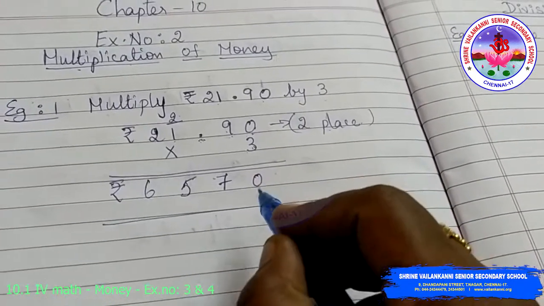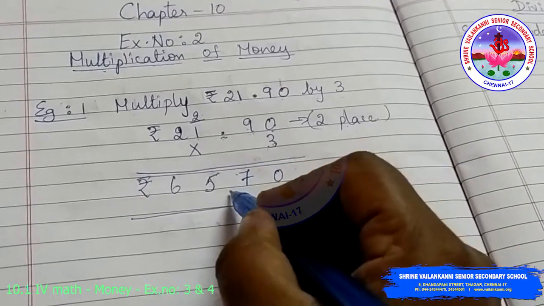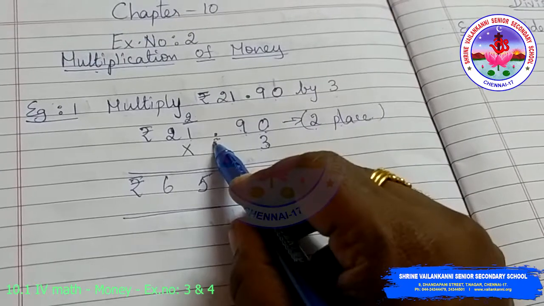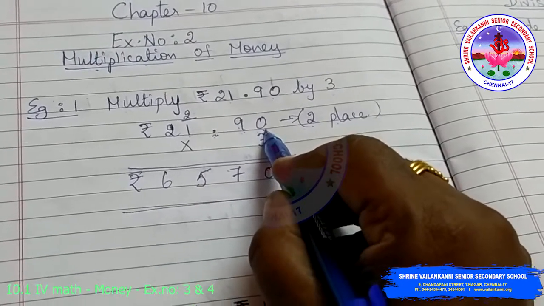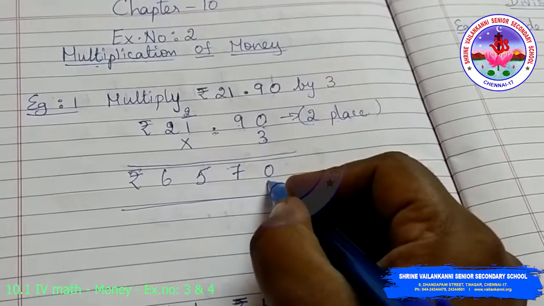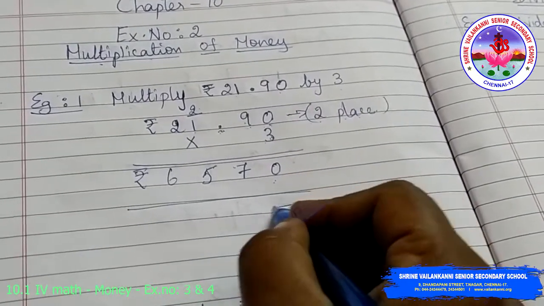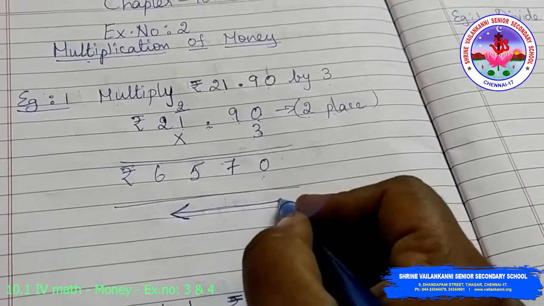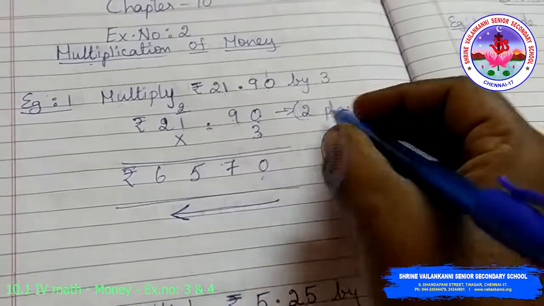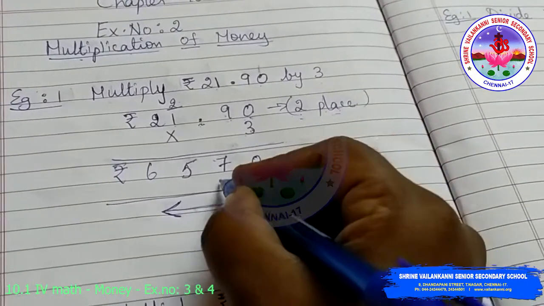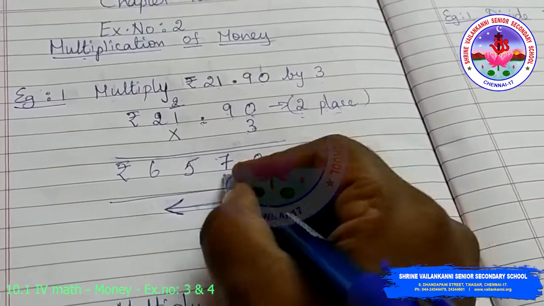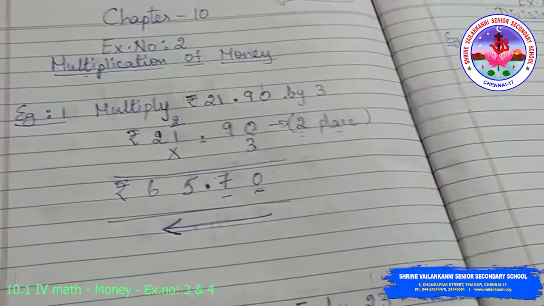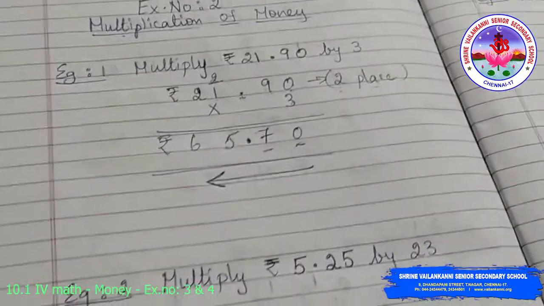Now we are going to insert the decimal in the answer. We checked that after the decimal we have 2 places. So in the answer, moving from right to left, 2 places, 1, 2, you have to keep the decimal. That's it. We'll see one more sum.